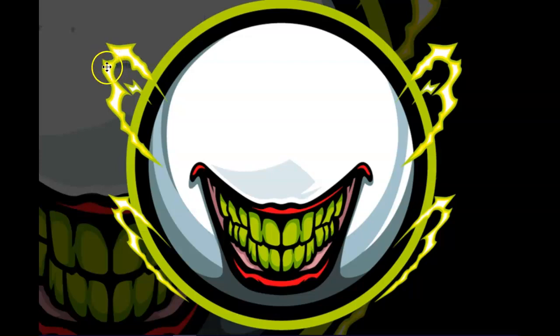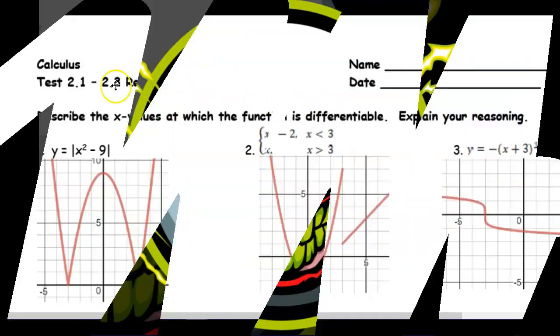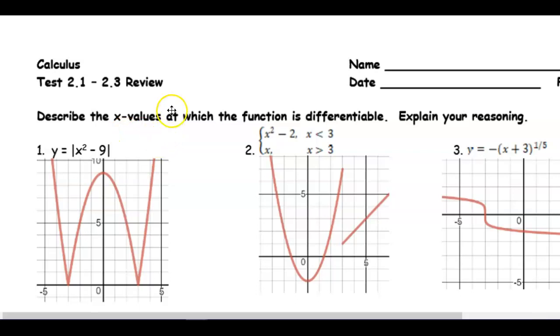Hey, what's going on? I wanted to make a test review video for our derivative and limit test, 2-1 through 2-3. Let's get started. So on this first problem, it says describe the x values for which the function is differentiable. Explain your reasoning.